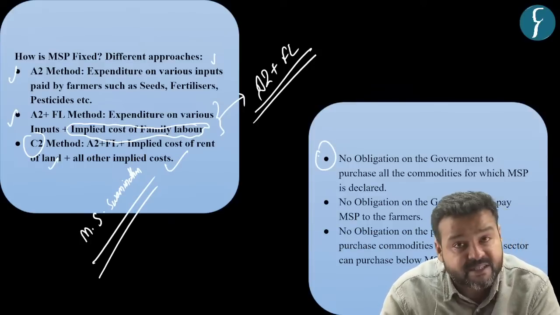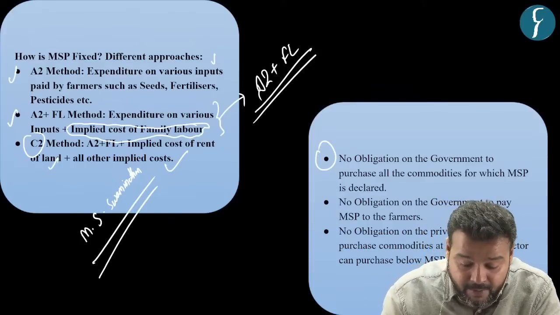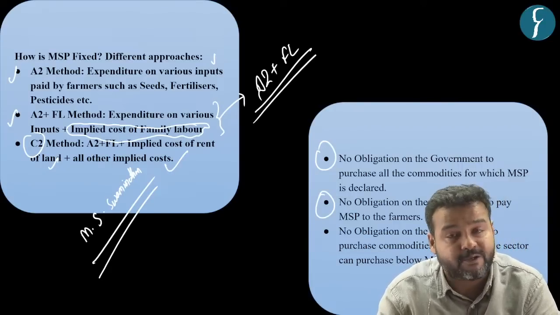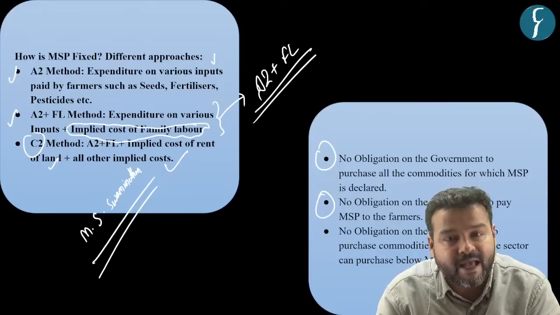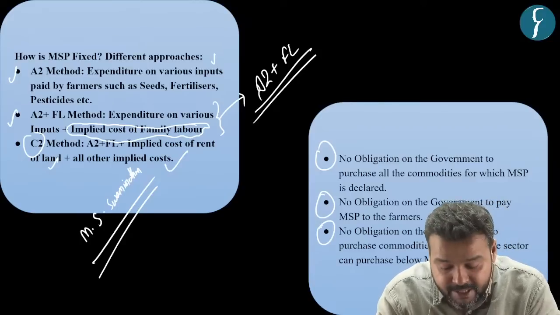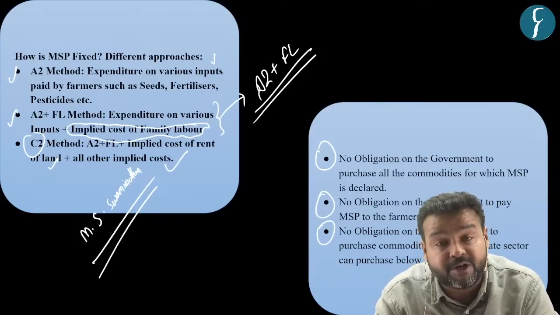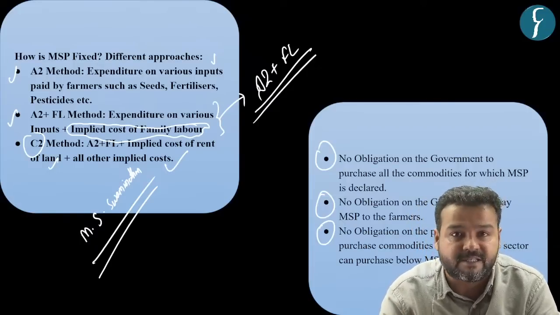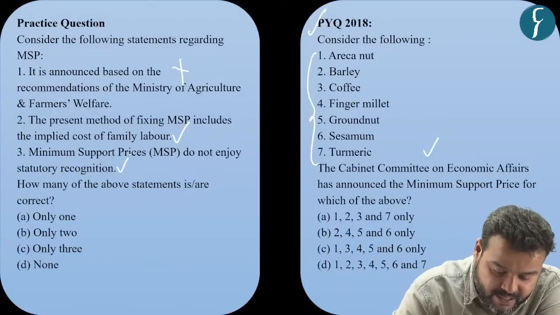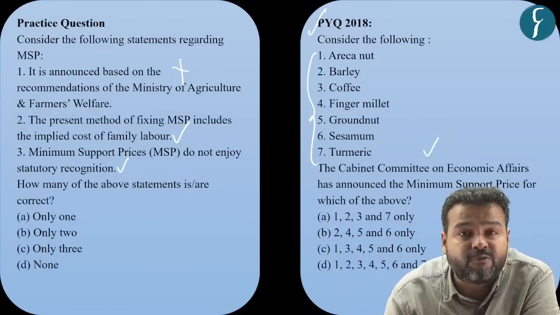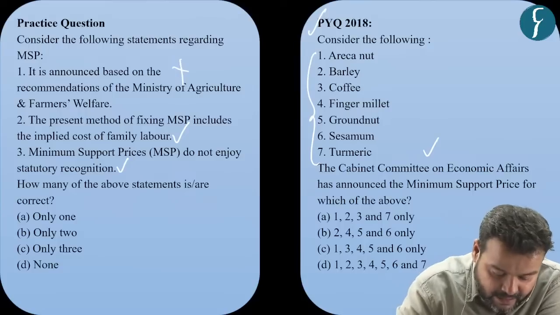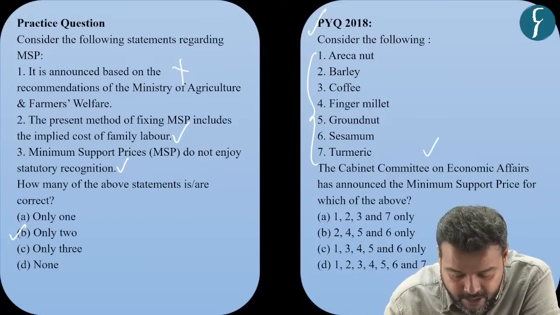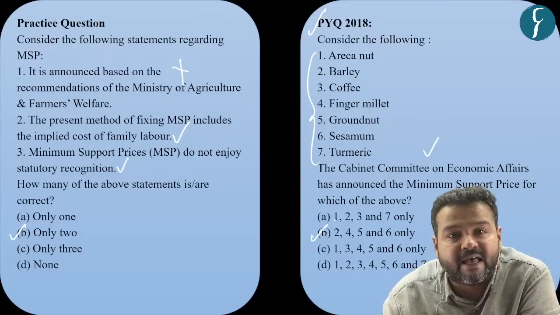That is the first thing. Second, there is no obligation on the government to pay MSP to the farmer. That is also true because it does not have a statutory backing. Thirdly, there is no obligation on the private sector to purchase commodities at MSP. They can purchase it below or above the MSP. So statement 3 is also correct. So as you had to find how many of the statements are correct, our answer would be B, that is only 2. Answer for this PYQ is B, that is 2, 4, 5 and 6 only.